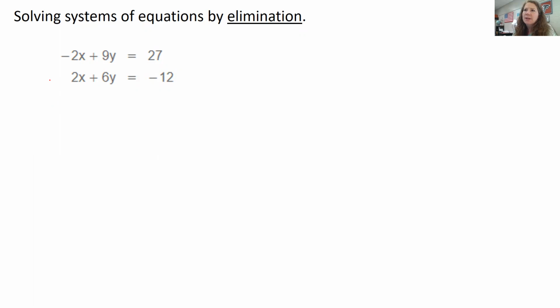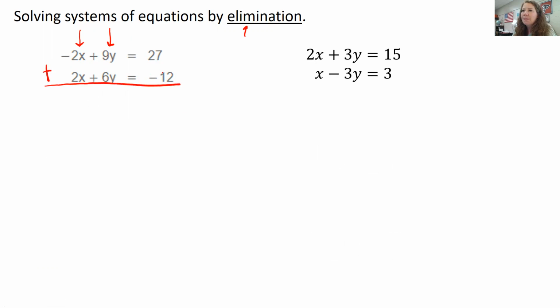So last week we talked about substitution, graphing first and then substitution. However, when your variables are lined up on top of each other like these are, here's our x's and here's our y's on top of each other, it's easiest by using elimination. So basically what's going to happen right here is we're just going to make a big addition problem, and we're going to combine like terms vertically.